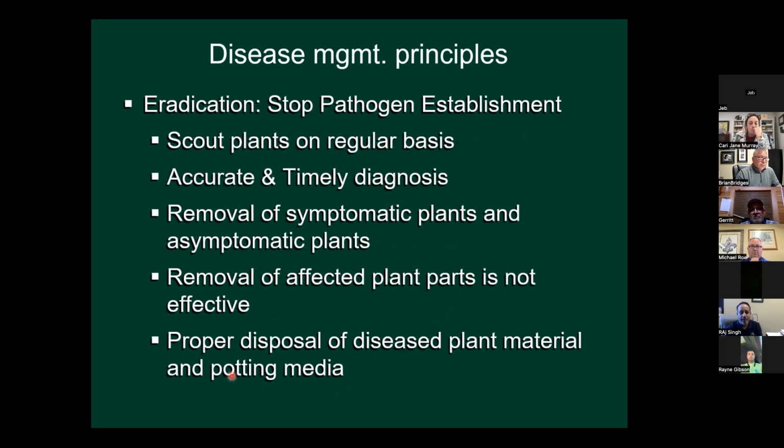Eradication is to stop pathogen establishment. So let's say you bring in some plants and they were infected. Now we are trying to stop them from establishing in your nursery. So the first step is you're going to scout the plants on a regular basis. And that is also true when you have them in the quarantine period, okay? But even after that, once you see there is no symptom development, when you move them to your production blocks, make sure that you scout them on a regular basis.